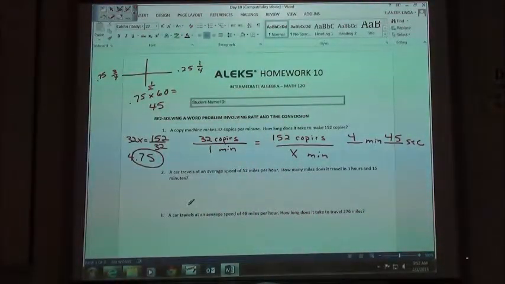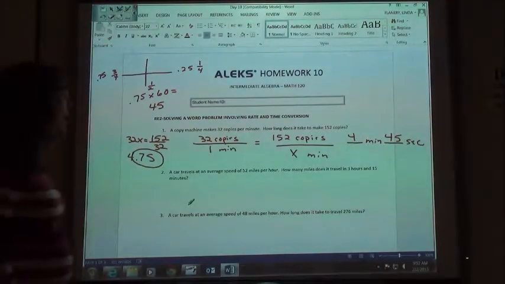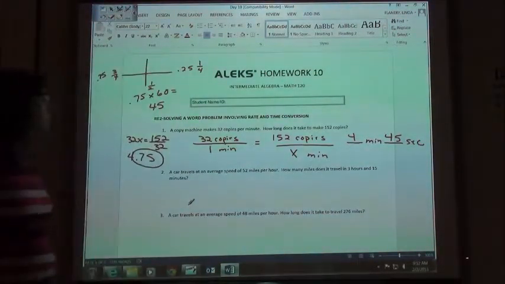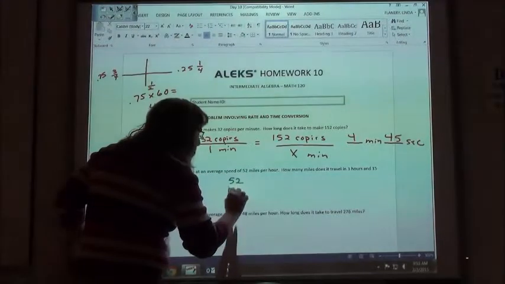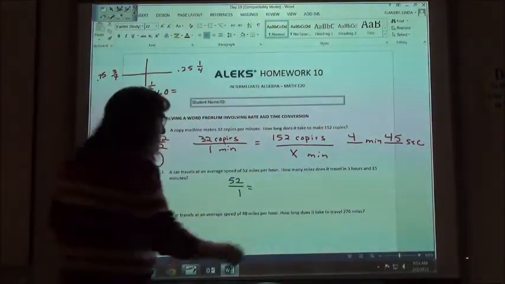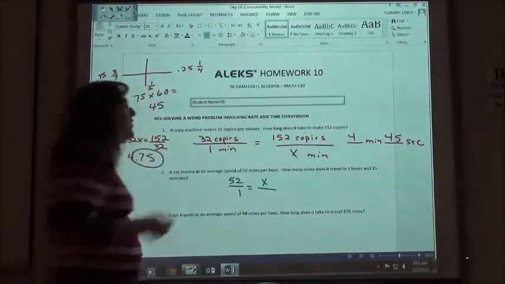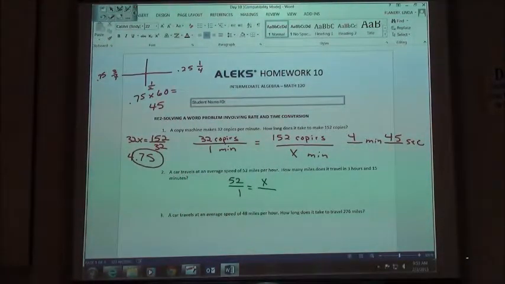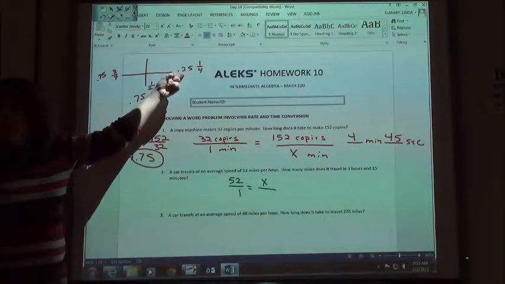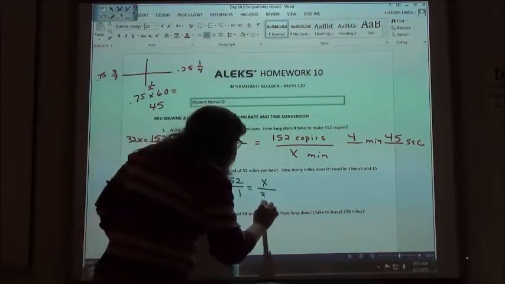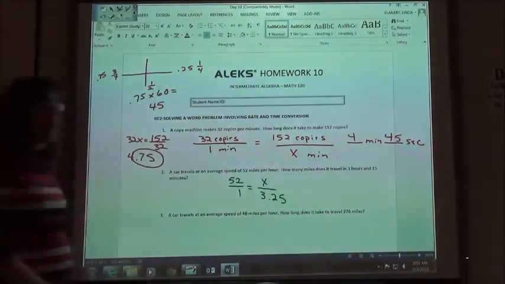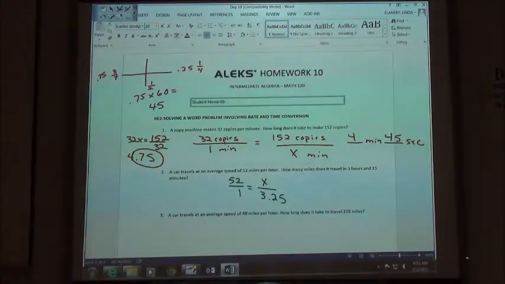Number 2 says a car travels at an average speed of 52 miles per hour. How many miles does it travel in 3 hours and 15 minutes? So again, if I set up a proportion, I'd say 52 miles in 1 hour. How many miles in 3 hours and 15 minutes? Now again, the 3 hours and 15 minutes I have to change to a decimal. 15 minutes ends up being 0.25, or I take 15 divided by 60. So 3 hours and 15 minutes is 3.25 as a decimal.